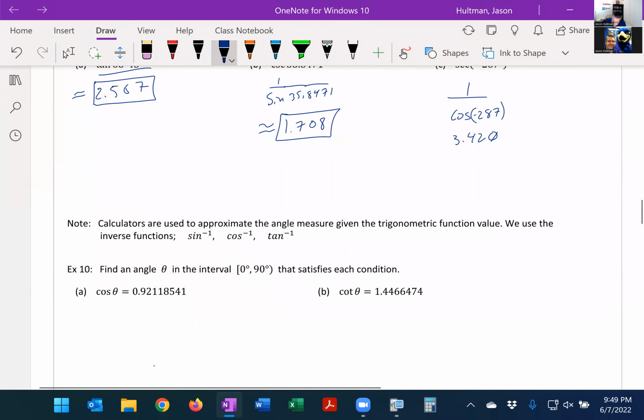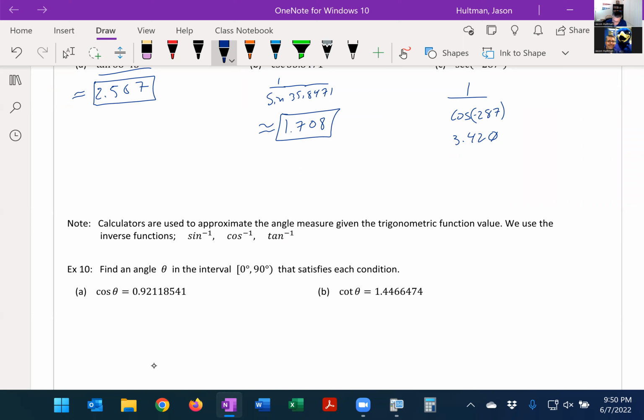Okay, calculators are used to approximate the angle measures given the trigonometric function value. We can use the inverse sine. Now, don't get inverse sine confused with cosecant, okay? And we'll talk about that a little bit later. But we can use inverse sine, inverse cosine, and inverse tangent. Let's find the angle. When we do the inverse, we're finding the angle, in the interval 0 to 90 that satisfies each condition here.